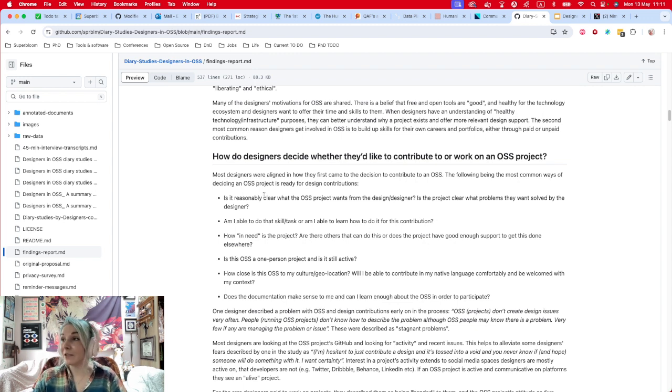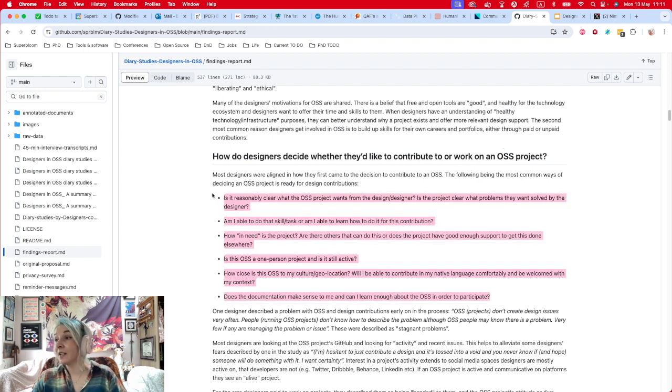But that being said, one of the things that I found fascinating is how designers decide whether they'd like to contribute to or work on an open source software project. And basically these are, from this selection of designers, the key questions that they were interested in asking themselves as they experienced an open source software project.